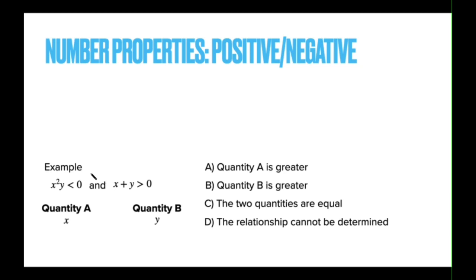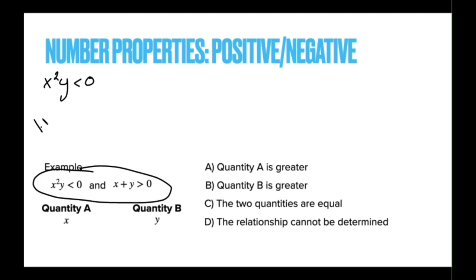Let's give this quantitative comparison thing a shot. So the idea here again is I'm given this piece of information at the very beginning. X squared times y is less than 0 and x plus y is greater than 0. Well, if I know that x squared times y is less than 0, another way of saying that is that x squared times y is negative.